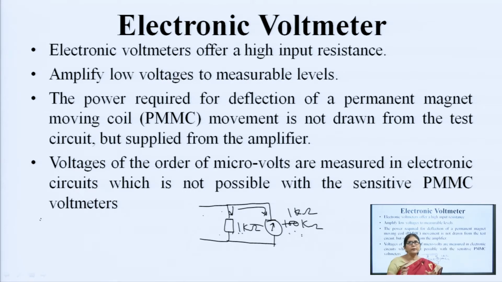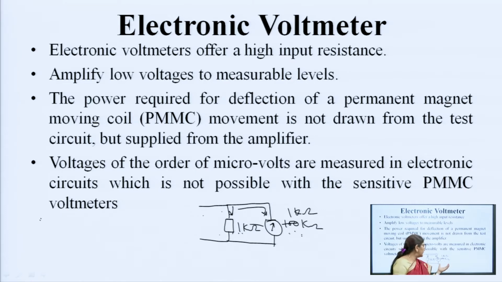So, the electronic voltmeter has a very good advantage: it offers a very high input resistance. When we use electronic components like a transistor, FET, MOSFET or op amp, they provide very high input resistance. The second thing is, if the voltage which we want to measure has a very low value, we can also amplify that voltage by using these devices.